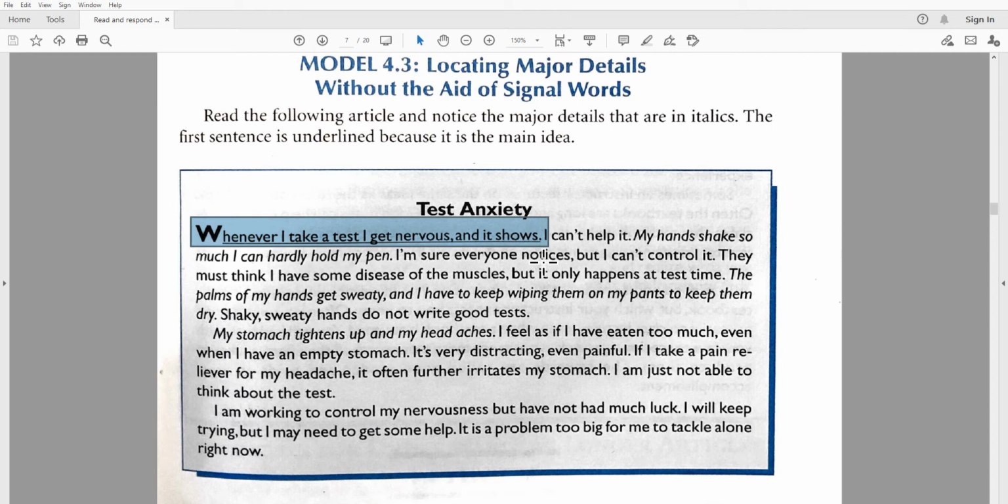So how is the author going to support this main idea about getting so nervous when they take a test that people can see it and it shows? So we'll read the rest of the article without pausing, and then we'll come back to the italicized sentences to see how those are key sentences.